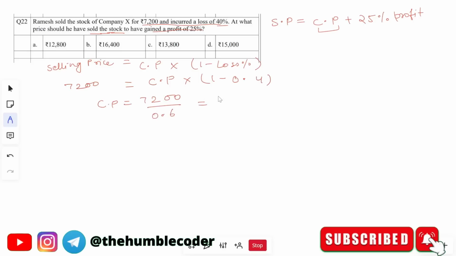So that we will get as 12,000, okay? When you solve it, we will get 12,000. So we have found out the value of cost price. So guys, I hope you have understood this part. That is why we are doing 1 minus loss percent. Basically, this is the formula only, okay? You can say this is the formula.